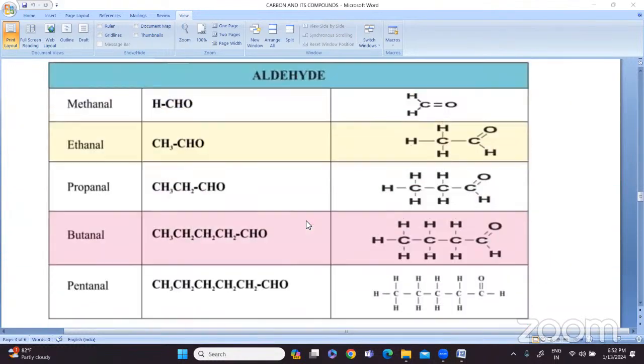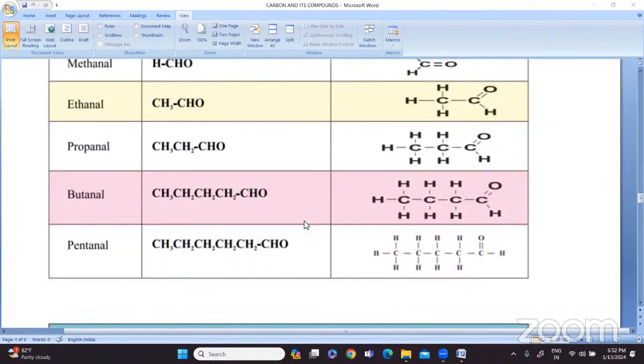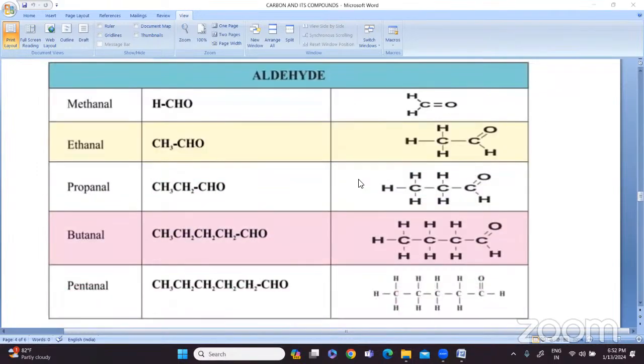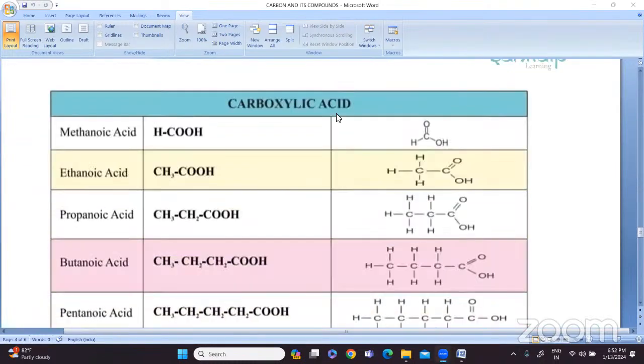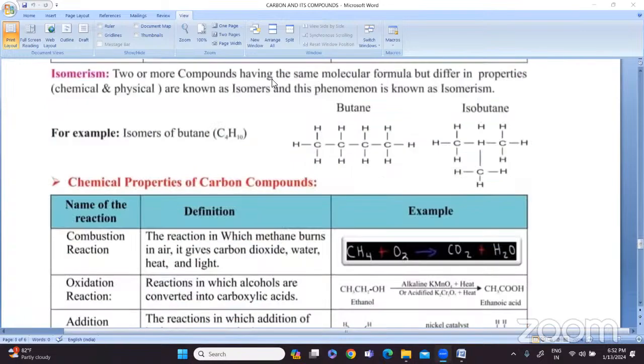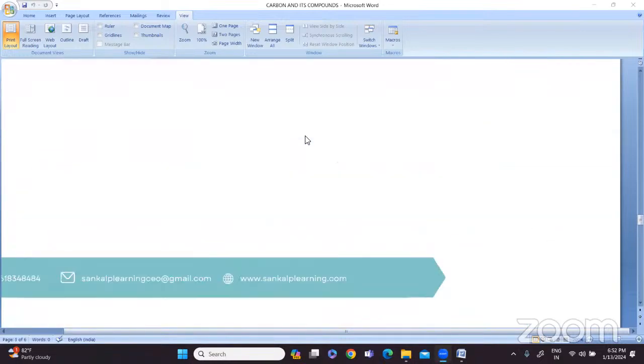Any doubts, students? So these were the homologous series. In the next class, we are going to see these particular series: aldehydes, ketones, and carboxylic acids. All these things we are going to discuss in the next class.